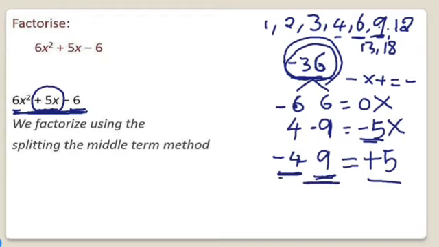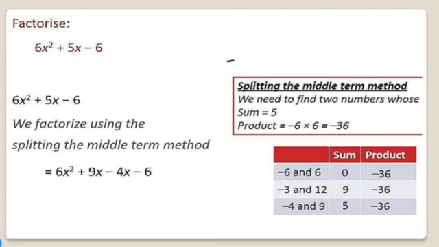Now by using these two terms, we are going to rewrite this equation as 6x square plus 9x minus 4x minus 6. Because negative signs we are going to group one term, positive terms we are going to group another term. So by using this method also you can find the value of two terms. So just verify once again.